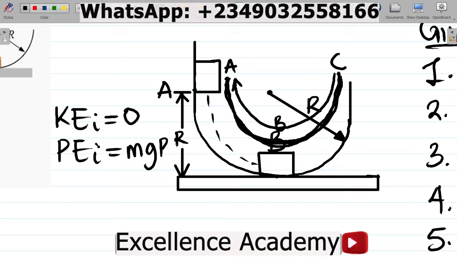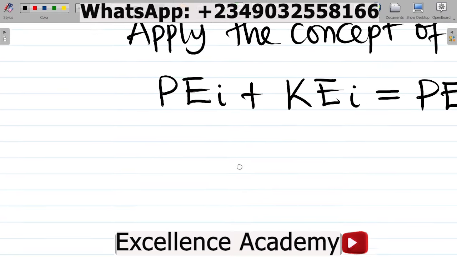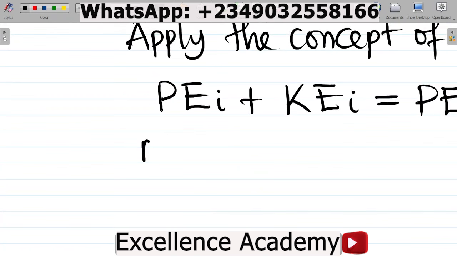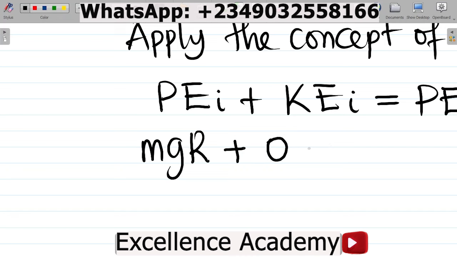So I'm having mgr. So at the initial stage, kinetic energy is zero because the body stops moving at A and starts going back to the bottom. Meanwhile, the potential energy is mg, instead of mgh, it becomes mgr because we use r to represent what? There, the height. So let's fix in these two conditions there. So potential energy here becomes mgr plus kinetic energy is what there? Zero. I've told you why too.